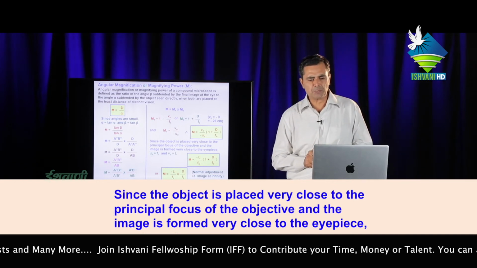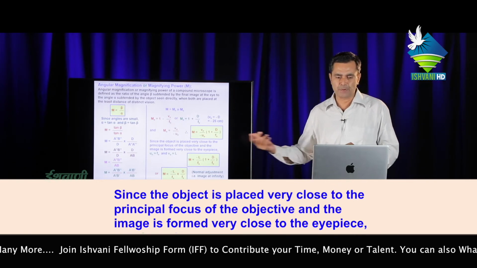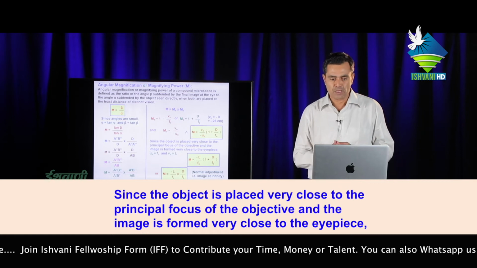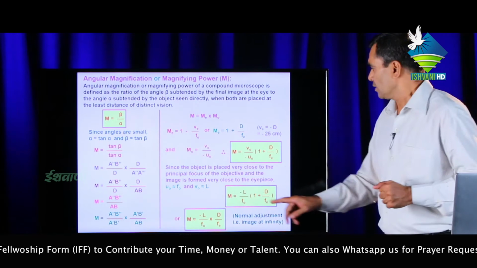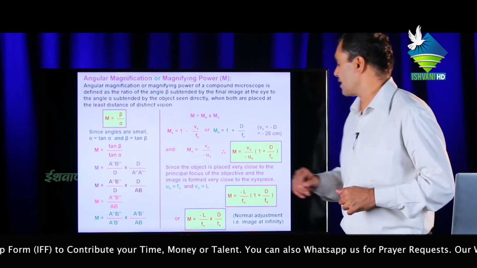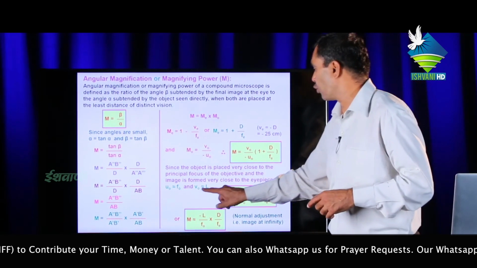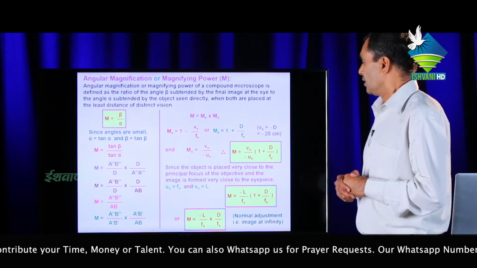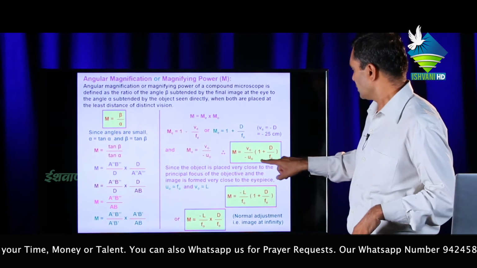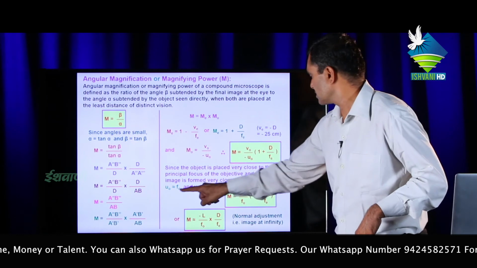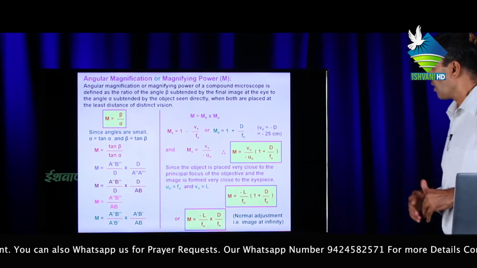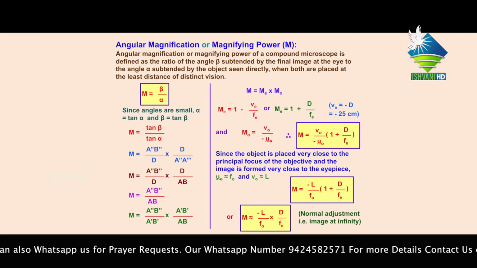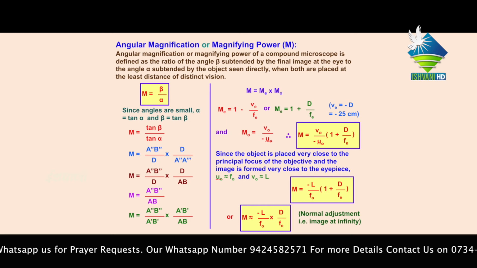Since the object is placed very close to the principal focus of the objective and the image is formed very close to the eyepiece, then UO equals FO and VO equals FL. Meaning, putting UO as FO and VO as D, for normal adjustment or image at infinity.